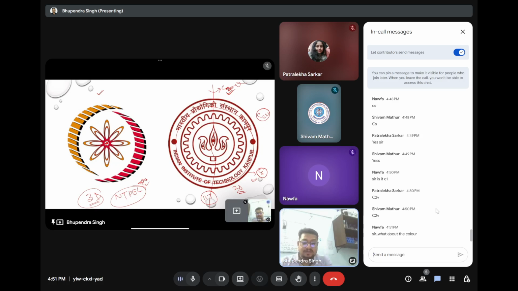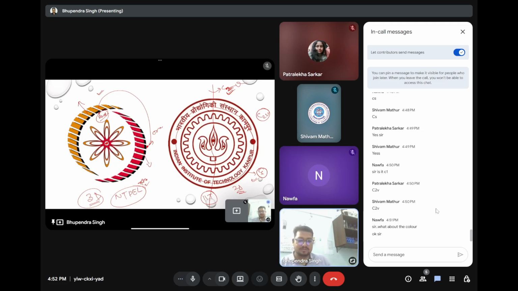Sir, what about the color? Nice question. So that is why I have said consider this as 3D. So this color is outside, this color is inside. Here the outside color is similar to this orange, and the inside color here is red. So that is why it is not going to change your logo. Now I told you C2 is there.